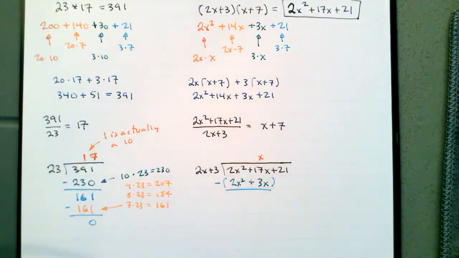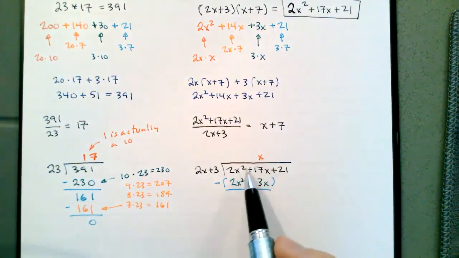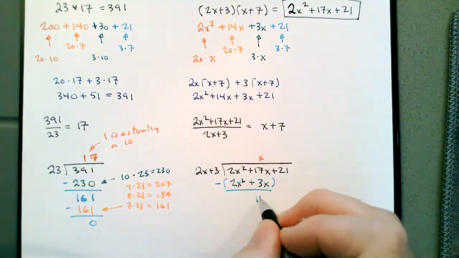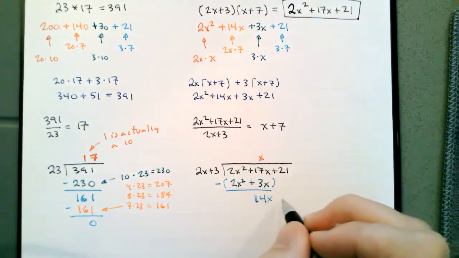2x squared minus 2x squared goes away. That was the plan. That's the whole reason that we put the x up here, is to get rid of this x squared term. And then 17x minus 3x is 14x.